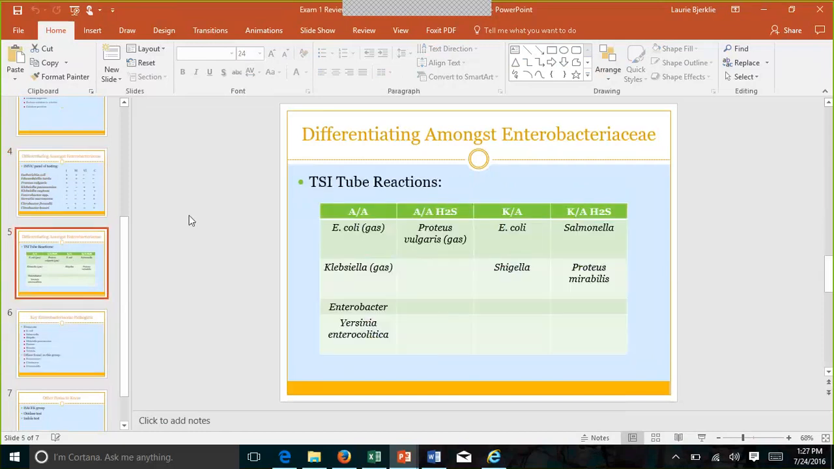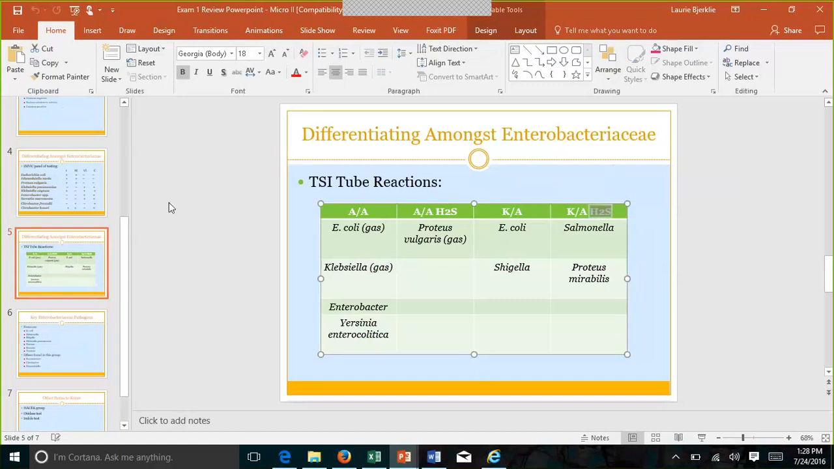Other reactions to note are the TSI tube reactions. So whether it's A over A, meaning yellow over yellow, or K over A, which is purple over yellow, whether it produces H2S. Remember, only so many produce H2S. Salmonella, Proteus, Citrobacter, and Edwardsiella produce H2S. The rest really don't. So use that H2S production to your advantage when you are answering a question on TSI reactions. If it shows that it has H2S production, look for one of those 4: Salmonella, Proteus, Citrobacter, Edwardsiella.